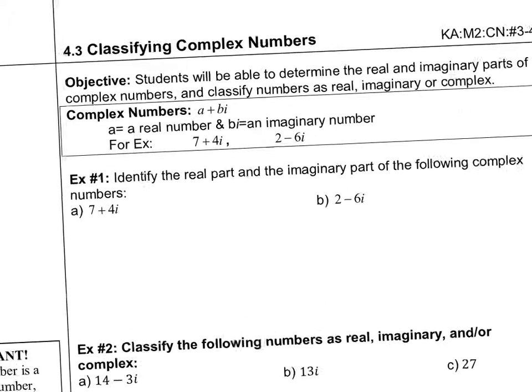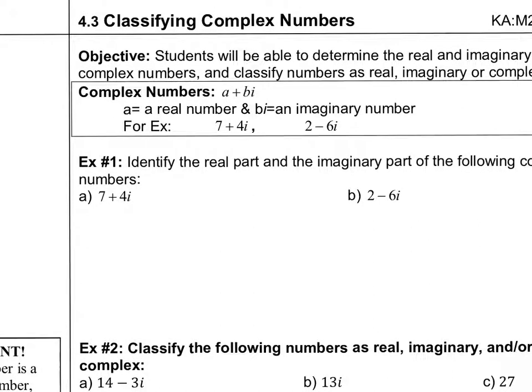All we have to do is take a look at a number like this that has some real part and some imaginary part, and determine which part's real and which part's imaginary. That's it. So it's always going to be in this format, a plus bi. So here's an example, 7 plus 4i, or 2 minus 6i. And check it out, that's the real part. And the 4 there that's attached to the imaginary, guess what? That's the imaginary part. That's all there is to it.